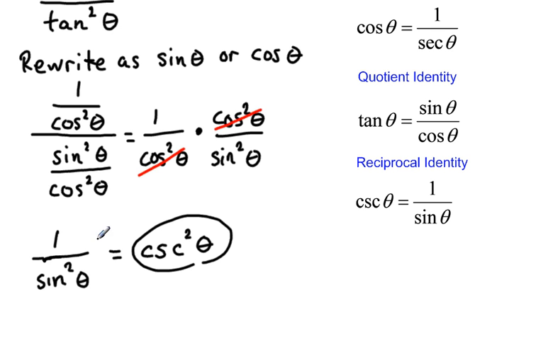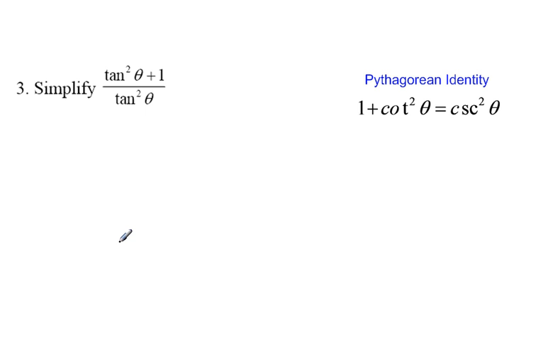All right, next up, we are actually going to do the same problem again, and we're going to do it in a different way. So once again, we have simplify tangent squared theta plus 1 over tangent squared theta. And all we're going to make use of this time is our Pythagorean identity that states that 1 plus cotangent squared theta equals cosecant squared theta. And we should get the same answer that we got when we did it the other way.